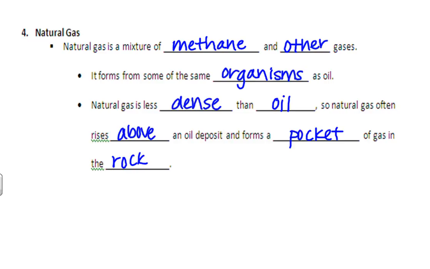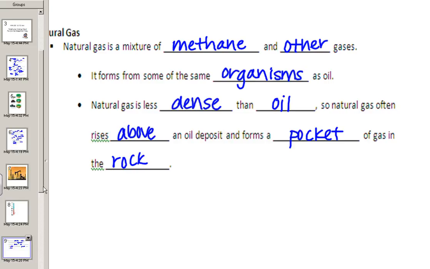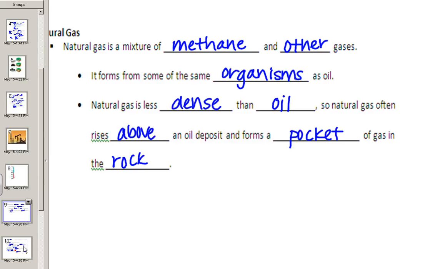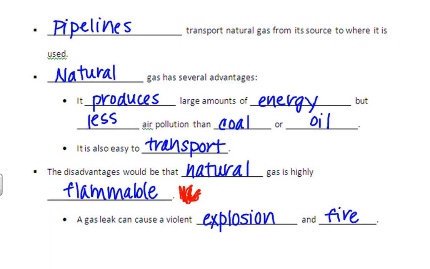So we also talked about how natural gas is transported through pipelines. That's one of its advantages. It was easy to transport, and it produces large amounts of energy with less pollution than coal or oil does. But the disadvantage would be that it's highly flammable and could cause an explosion or fire. So that was definitely a disadvantage for natural gas.